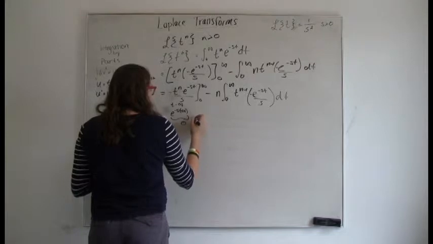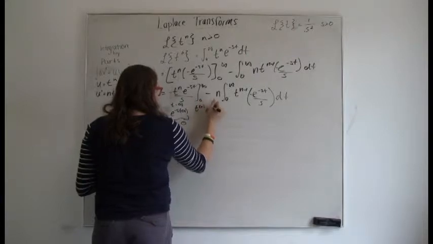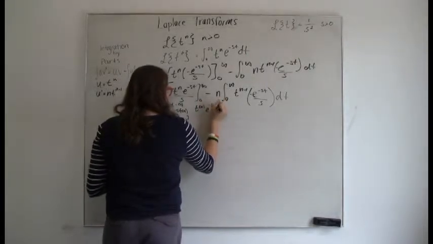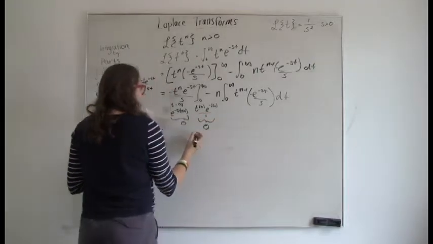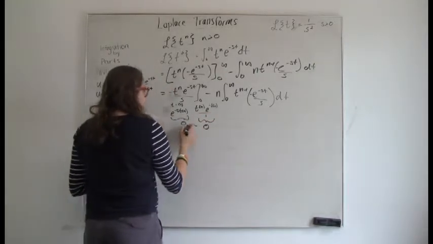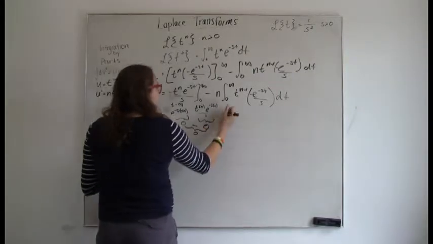So 0 to some exponent times e to the 0 would just be 0. So this is really handy. Our uv term goes to 0 entirely. So we have 0 minus 0, and it's just 0. So it's just gone.